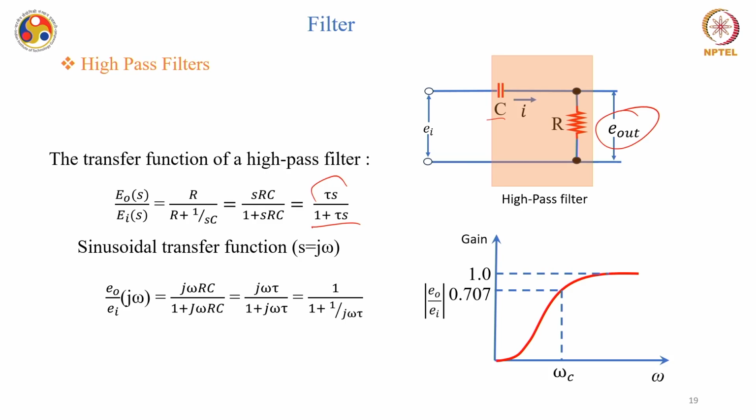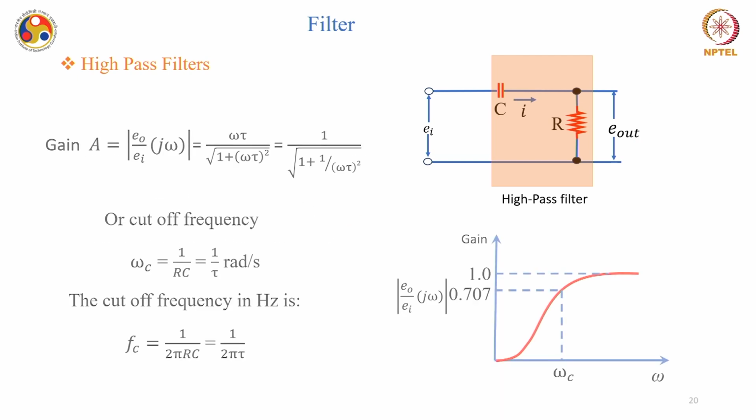The sinusoidal transfer function similarly can be found by simply replacing S with j omega, so E naught by EI can be written as j omega RC by 1 plus j omega RC, or this is equal to 1 by j omega tau. Now, the gain can be found from this equation as omega tau by under root 1 plus omega tau square, or 1 by under root 1 plus 1 by omega tau square. Similarly, the cutoff frequency can be found by equating omega c with 1 by RC, and the cutoff frequency in hertz can be given as 1 by 2 pi RC or 1 by 2 pi tau.